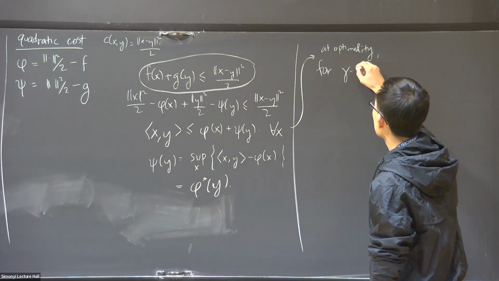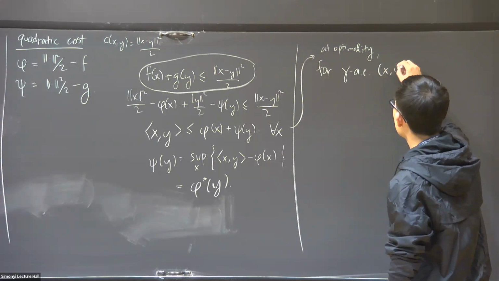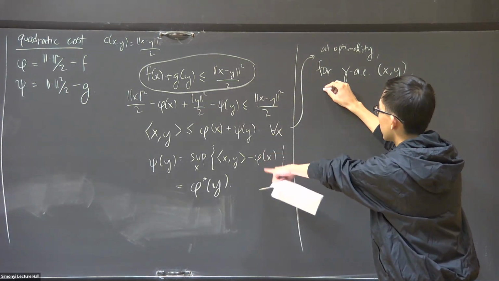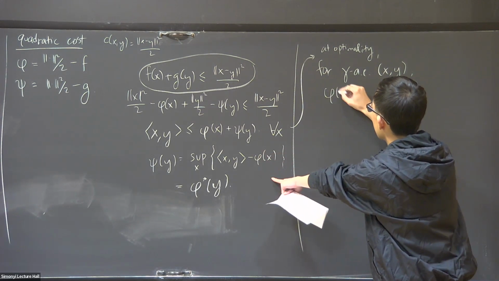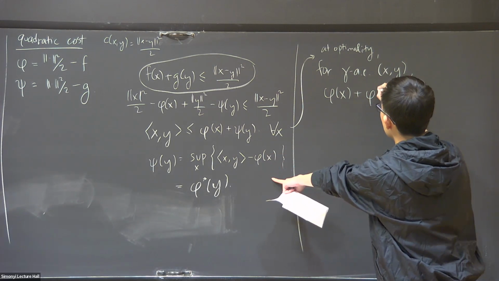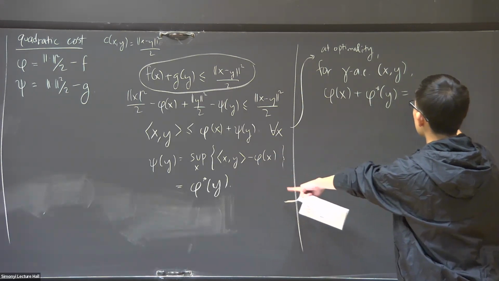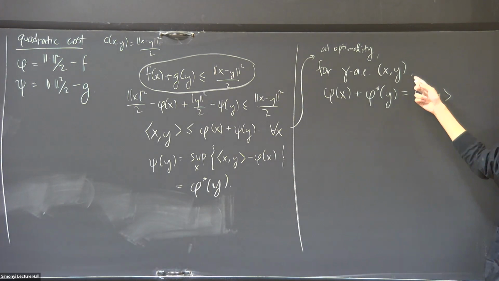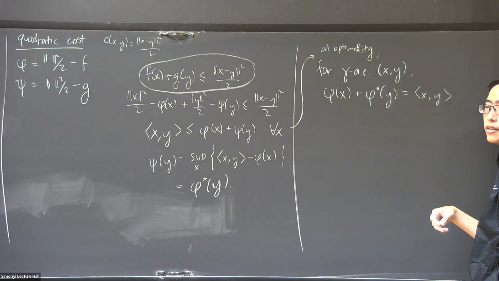for gamma almost every xy pair, I need to have that this is an equality, that phi of x plus phi star of y equals the inner product. This has to be completely tight for every xy in the support of the optimal plan gamma.